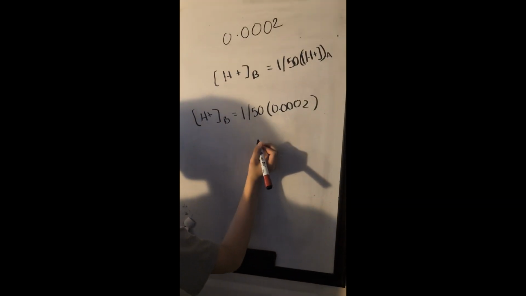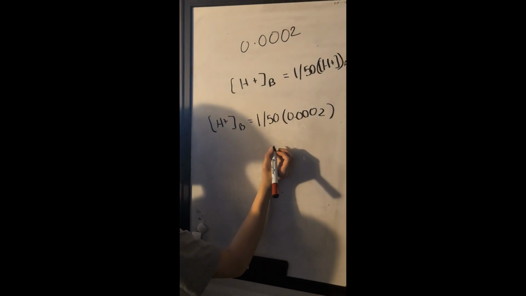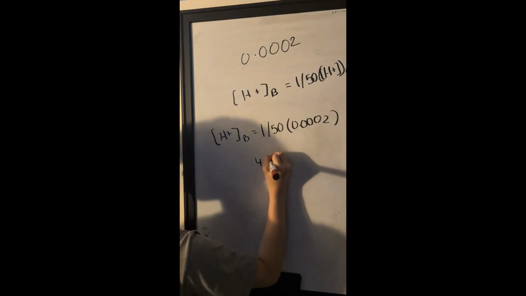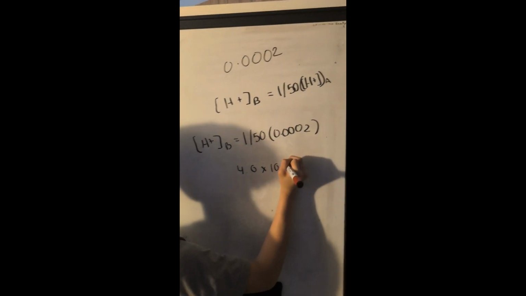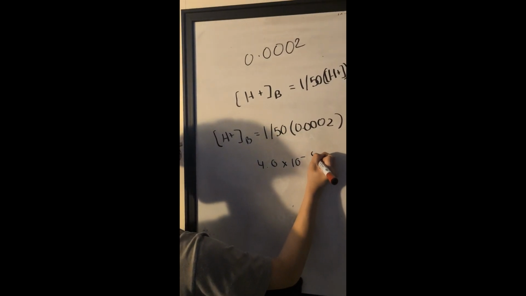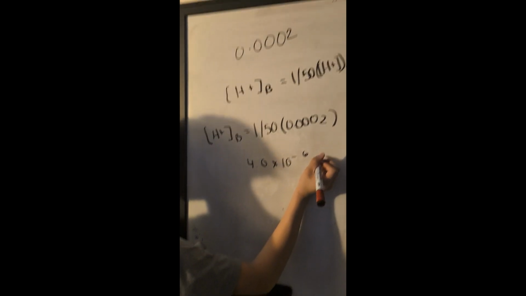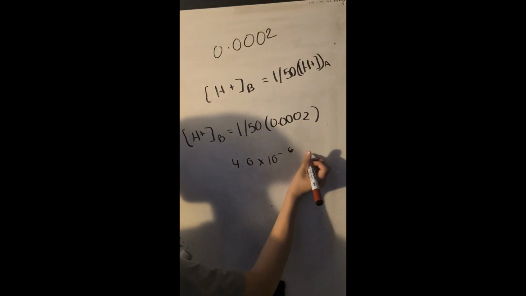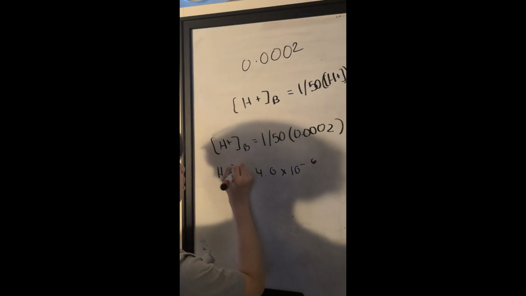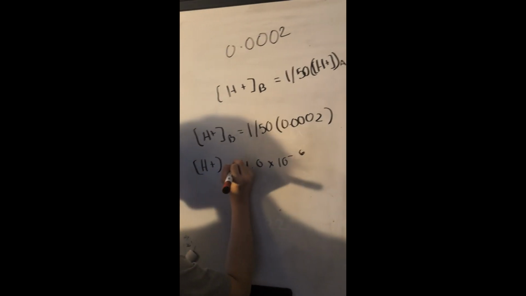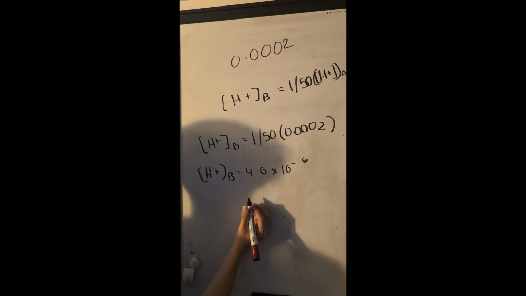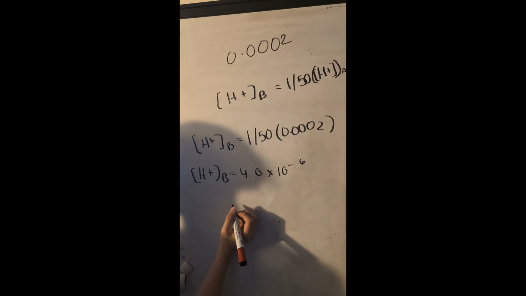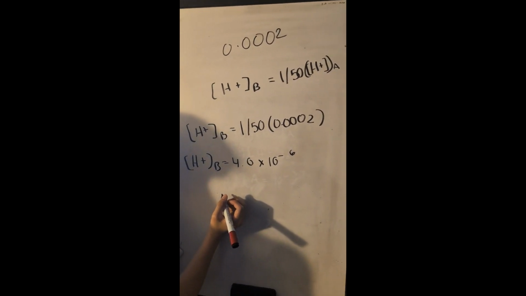Now we can use scientific notation to find out what it's equal to. It'd be 4.0 times 10 to the negative 6. So that is what hydrogen ion B is equal to. So now we have the hydrogen ion concentration of A and B. We can now use the log equation to find the pH of B.